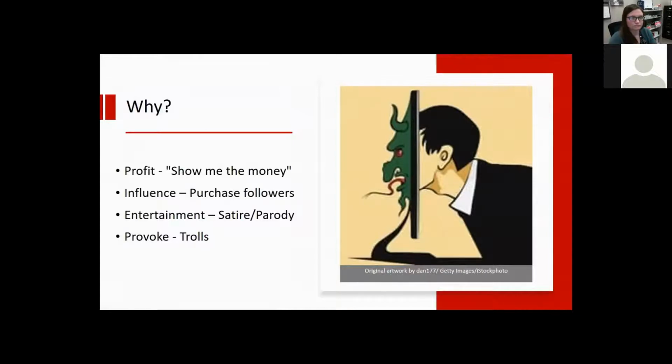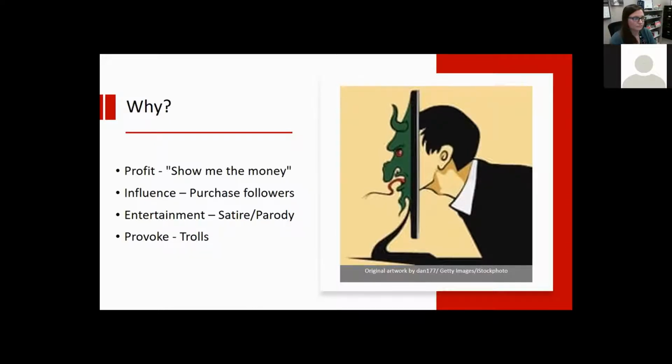Well, first, for profit. Clickbait stories use sensational headlines such as, "You won't believe this," or "You'll never guess what happens next," to get the consumer to click through to their website and gain advertisement dollars. They make money two different ways. First, with impressions, which is when someone lands on the page, or then with clicks when someone clicks on the ad. With influence, you can buy followers.